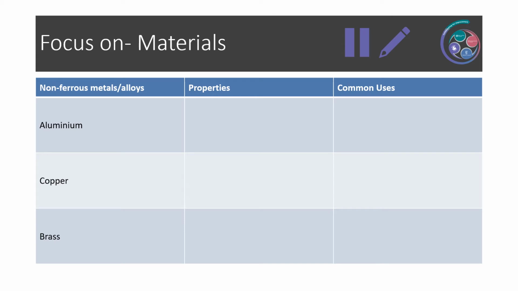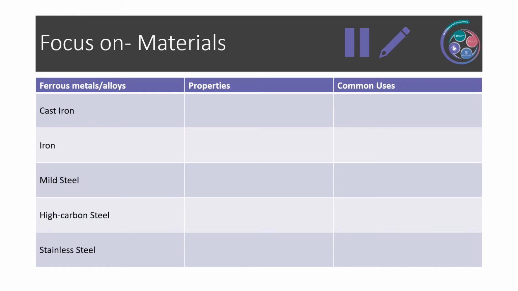Let's move on to looking at metals. Non-ferrous metals or alloys that you need to know for National 5 are aluminium, copper and brass. I would suggest that you pause the video now, copy the table and add in the properties and common uses of each material.